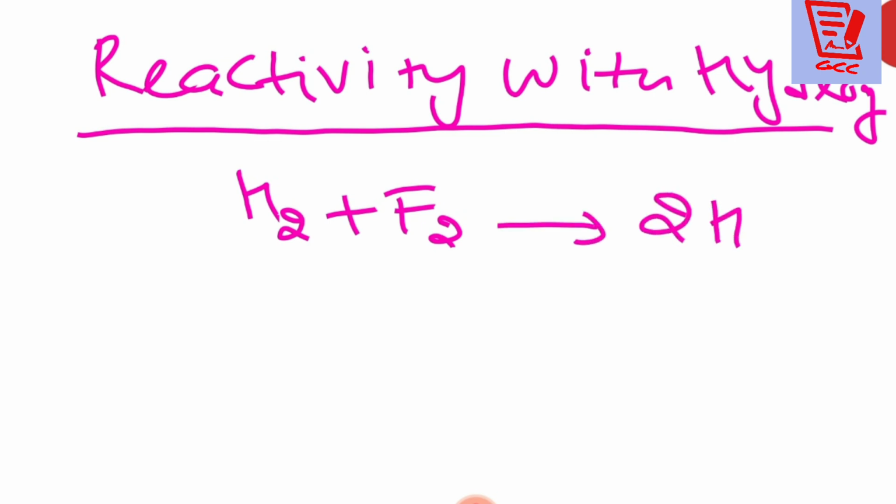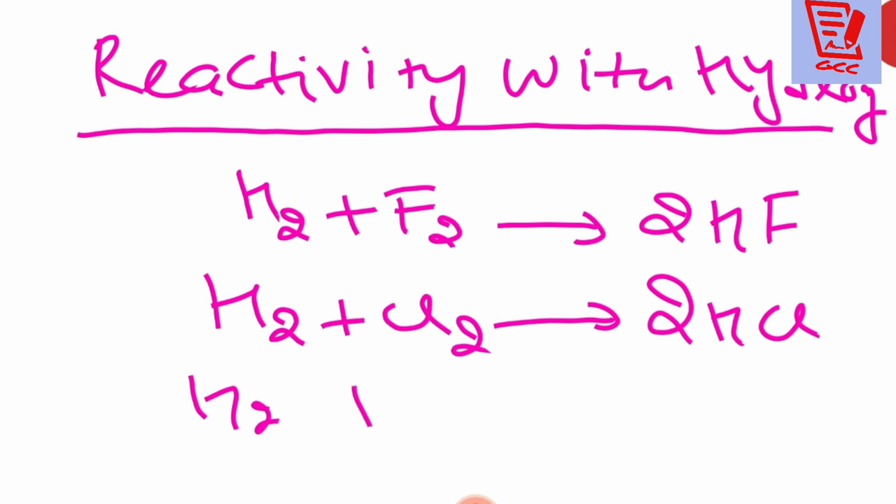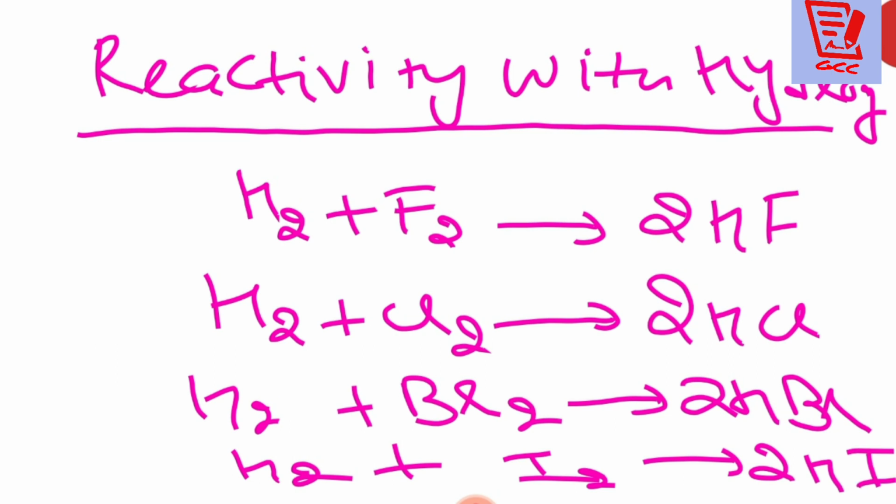See, all of you please. If I write H2 plus F2, then what will you get? 2HF, hydrogen fluoride. If I react H2 plus Cl2, what will I get? 2 moles of HCl. H2 plus Br2, then what will I get? 2HBr. If I write H2 plus I2, what am I getting? 2HI. Is that clear to all of you? Like this way we can get these, all are the hydrides of the halogens.